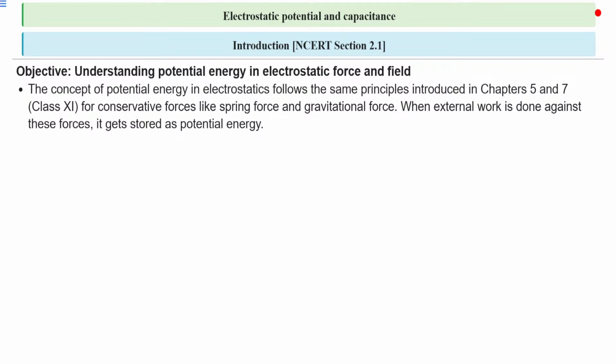That is clearly analogous. The thing that is different is that in the gravitation chapter we were assuming mass, and here we are going to take charge in the place of mass, and the formulas are also very similar. So the concept of potential energy in electrostatics follows the same principle introduced in chapters 5 and 7 of class 11th for conservative forces like spring force and gravitational force. When external work is done against these forces, it gets stored as potential energy.